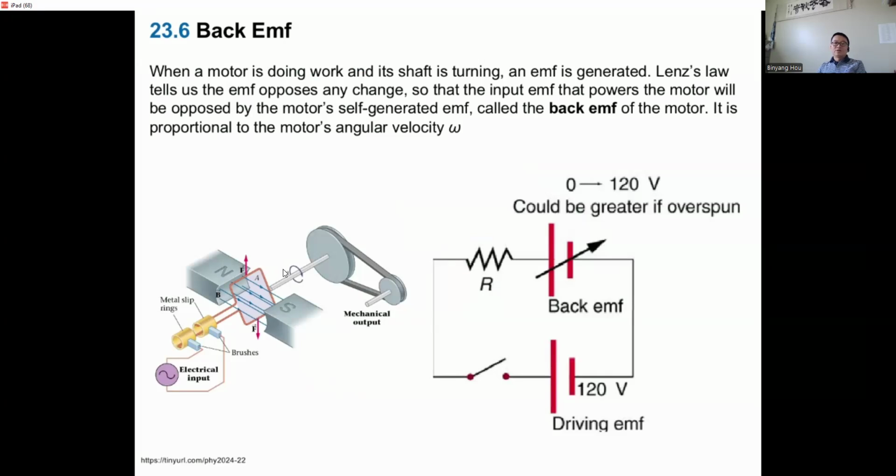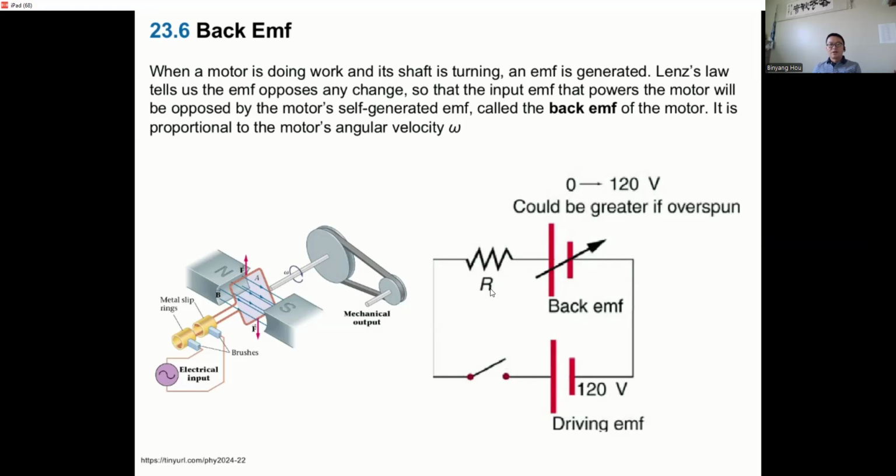Okay, so it depends on your input electrical voltage. If you are using 120 volts as the input, then the back EMF here could be as big as 112 volts, depending on how fast this is spinning, right? Because the EMF produced has a maximum value of NBA omega, so it depends on omega.